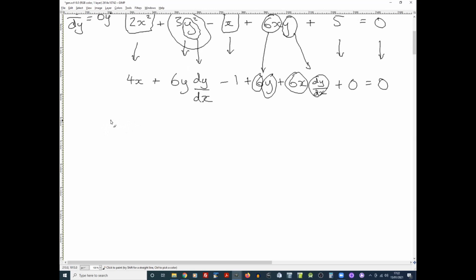Collecting terms? Yeah, move terms with dy dx on one side and everything else on the other. So move 6y times dy minus dx over. Actually, do we want to move that over? Because that's all going to be negative. We've got everything on the left at the moment, and our dy dx terms are positive. We may as well leave those on the left. Right, okay. 6y times dy dx plus 6x times dy dx equals the rest of the equation.